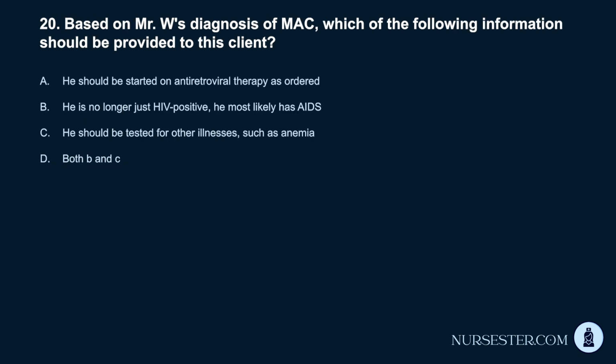20. Based on Mr. W's diagnosis of MAC, which of the following information should be provided to this client? A. He should be started on antiretroviral therapy as ordered. B. He is no longer just HIV positive, he most likely has AIDS. C. He should be tested for other illnesses, such as anemia. D. Both B and C. Correct answer, D. Both B and C.